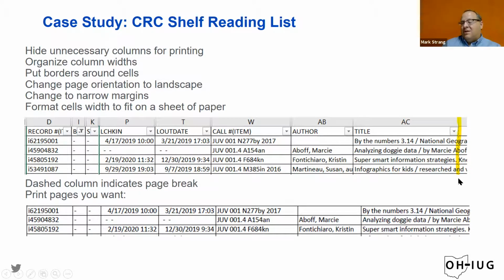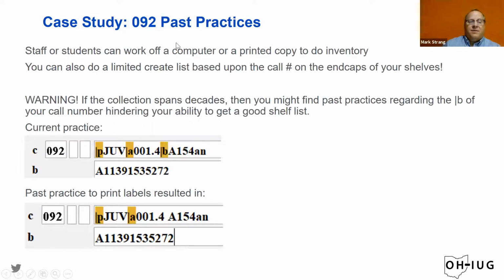The dashed lines when you're in Excel show where the next page is going to print. So I'll generally try and smudge things together to get it to print on one page for a shelf list. And then the students can work off a computer when they go and actually inventory things on the shelf, or they can use a printed copy.